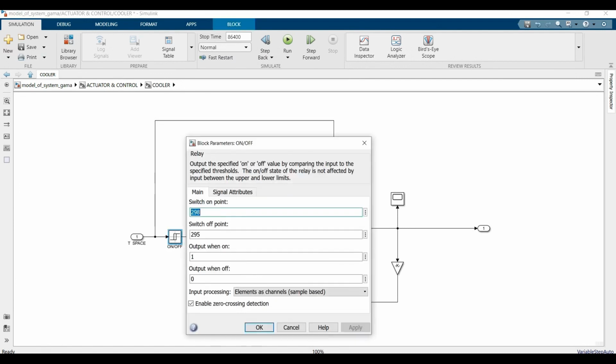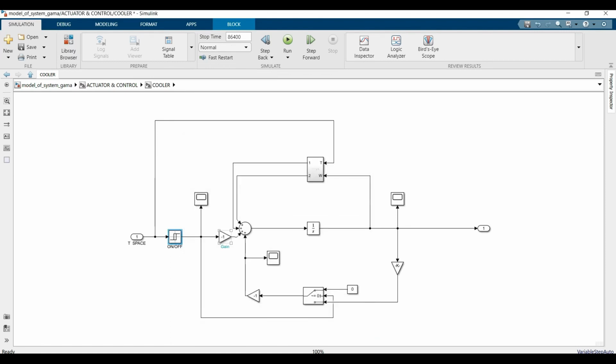In this part, it decides to turn the cooler on or off. If the temperature is higher than 298 Kelvin, the cooler would be turned on, and if the temperature is lower than 295 Kelvin, the cooler would be turned off. The generated heat increases by 1 watt each time step, as you can see there.